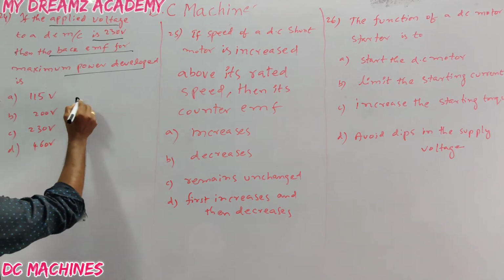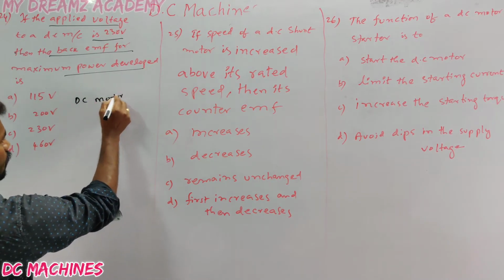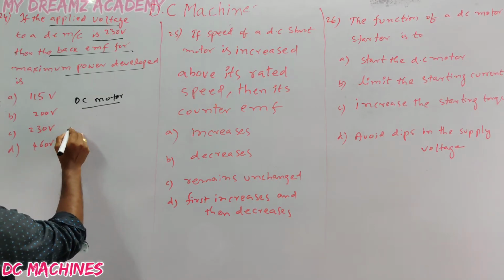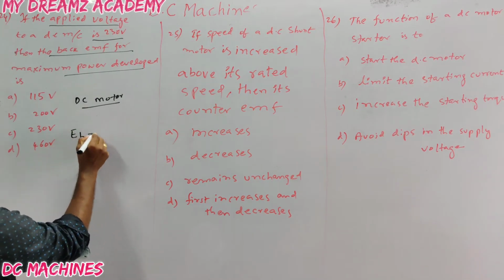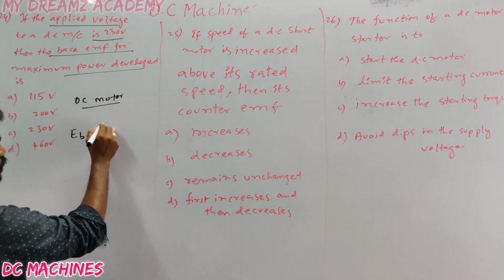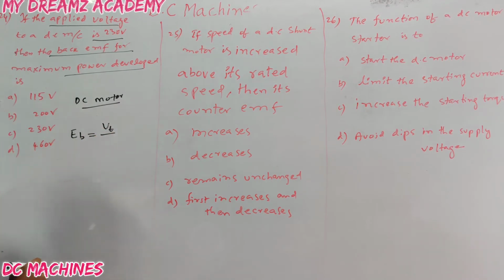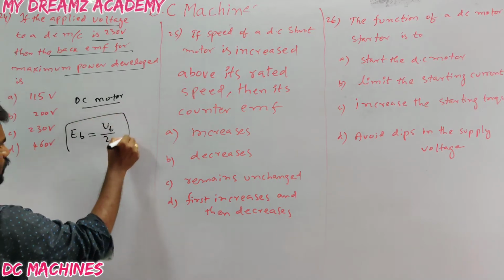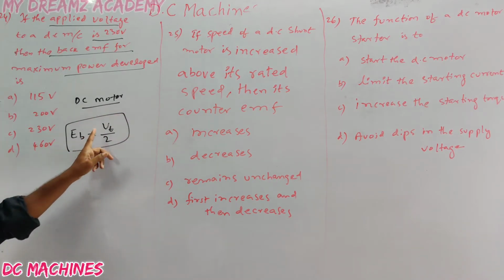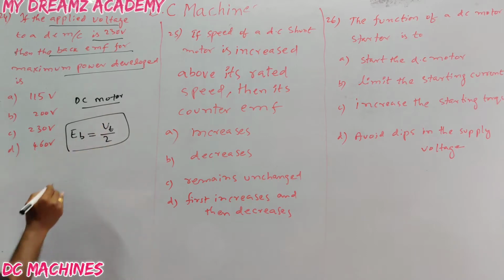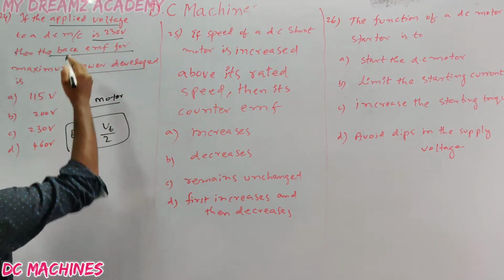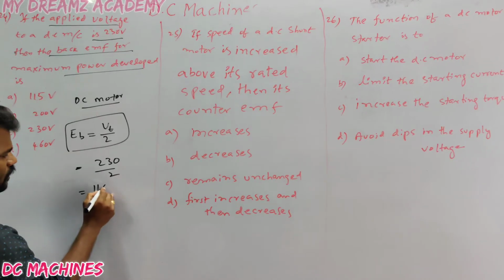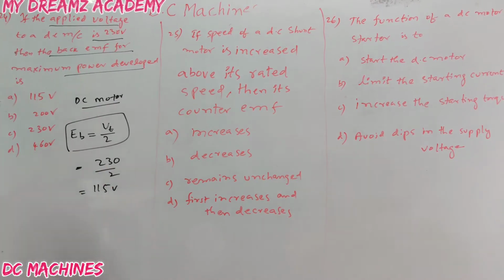So in a DC motor, what is the condition for maximum power? Back EMF is equal to half of the supply voltage, half of the applied voltage. So back EMF is equal to half of the applied voltage, but how much is the applied voltage? 230 divided by 2, so we will get 115 volts.